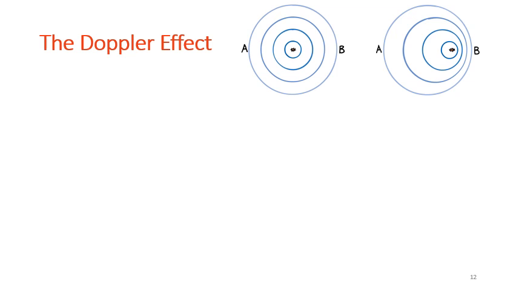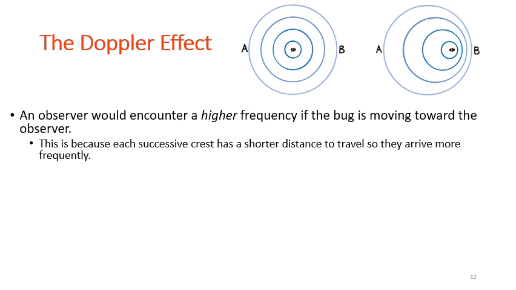And in the second picture, the bug is moving towards the right with a speed less than the wave speed, and you can see on one side the wave pattern is distorted. On one side the crest points are closer, and on the other side the crest points are far away.